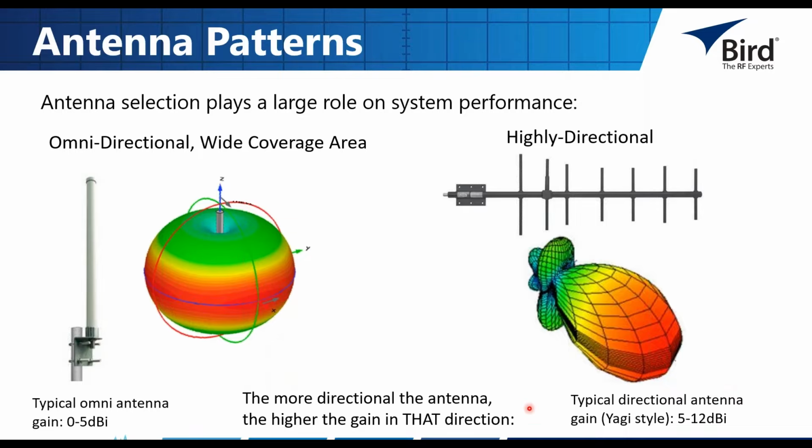As compared to something like a Yagi style antenna, which is a more directional antenna, you're going to see 5 to 12 dBi gain. And the more directional, we're talking higher gain in that particular direction. So we're going to get a lot less out of the back.